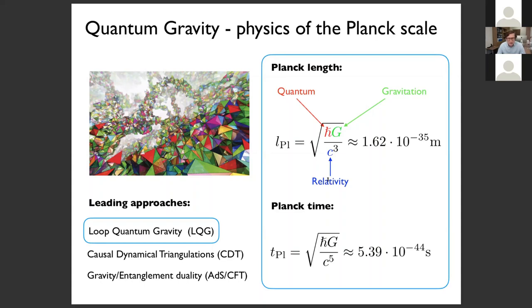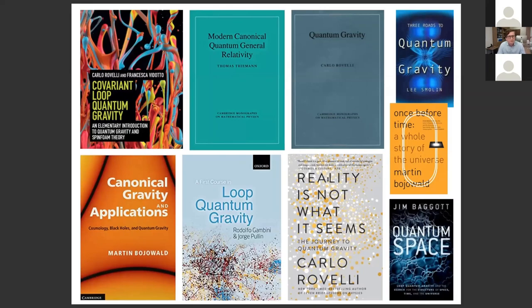The loop quantum gravity approach is roughly 30 years old. It was initiated by Abhay Ashtekar, Carlo Rovelli, and Lee Smolin. And you can find a lot of fascinating books about loop quantum gravity, both monographs, but also a bunch of popular books, especially by Carlo Rovelli, Lee Smolin and Martin Bojowald, which I strongly recommend you read.